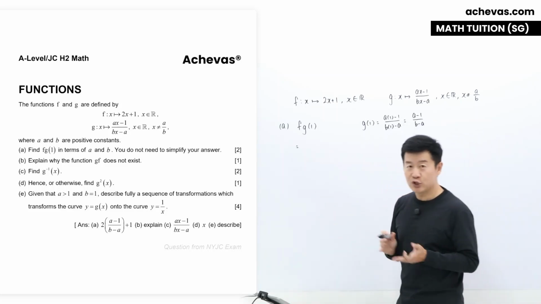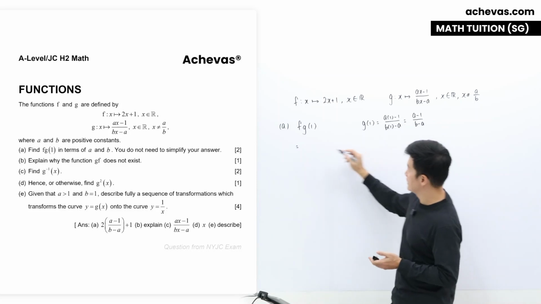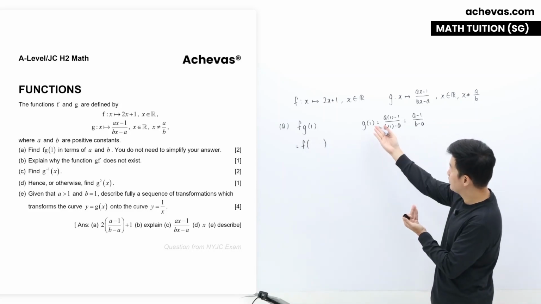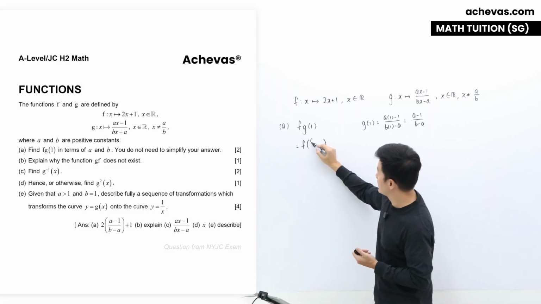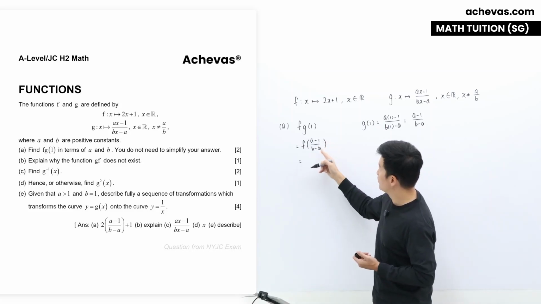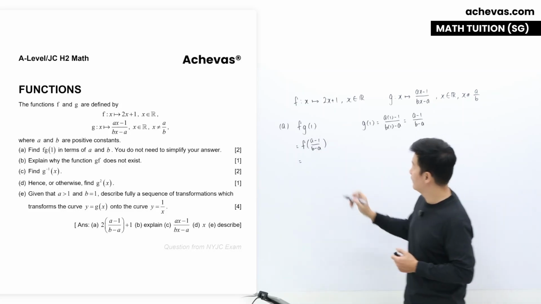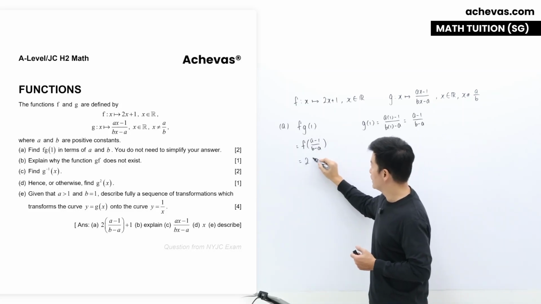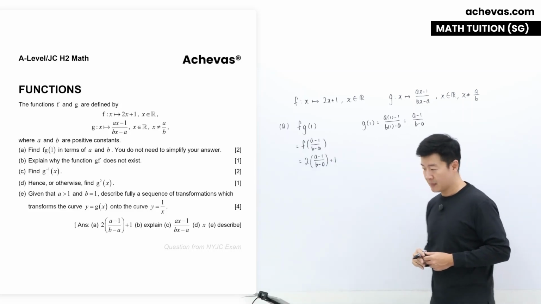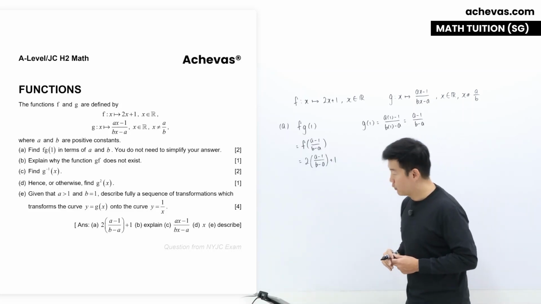So FG1, since G1 is this, it is going to be the same as F taking in the output from G when the input to G is 1, and that will be A minus 1 over B minus A. So putting this into the input of F, we are going to have 2 times A minus 1 over B minus A, then plus 1. This is part A of the question.